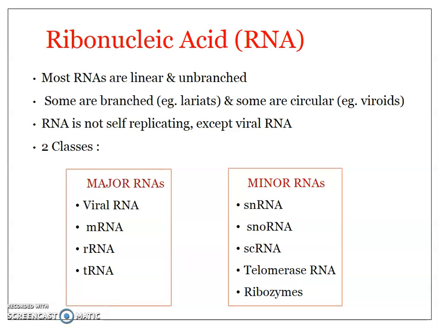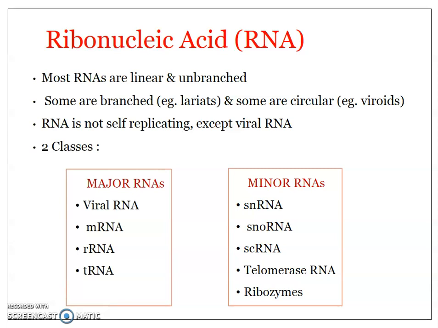As we can see, the ribonucleic acids are another set of nucleic acids. It is a polymer of ribonucleotides which are held together by 3' 5' phosphodiester bonds, just like DNA. But what is the difference? Most of the RNAs are linear and unbranched polyribonucleotide chains, and the ribonucleotides are bonded together by the 3' 5' phosphodiester bonds.